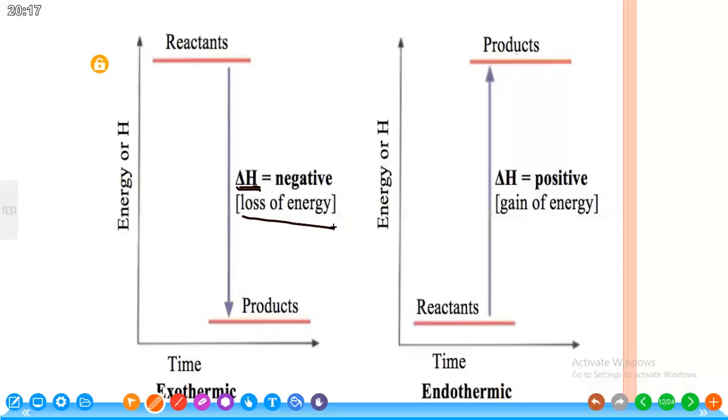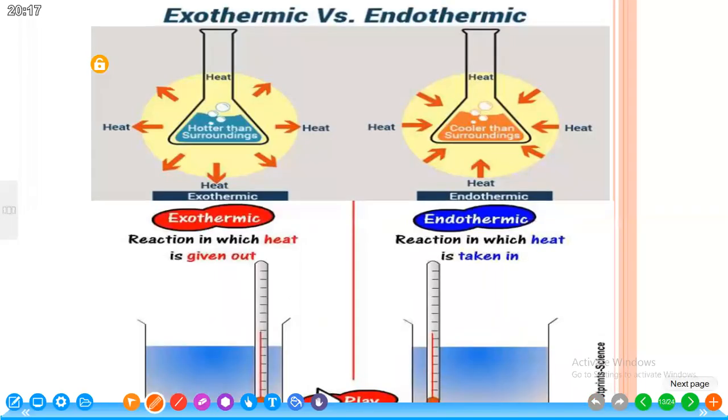And this is another energy level diagram. The enthalpy value is positive, and there is a gain of energy: the products are in the upper part and the reactants are in the lower part. The arrow points upward. So the gain of energy is called an endothermic reaction.